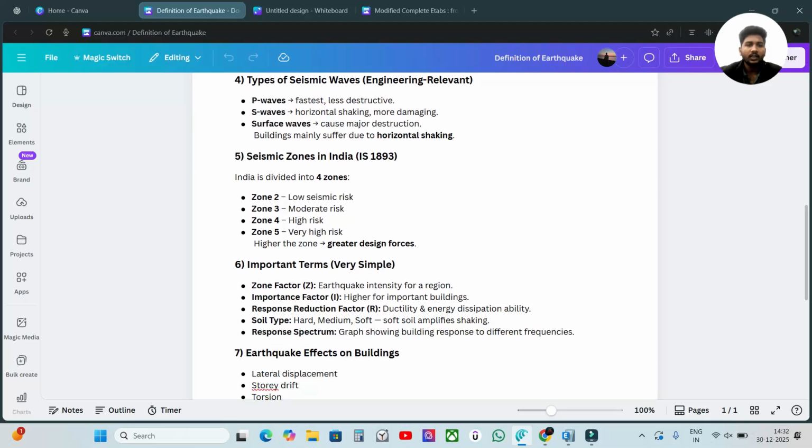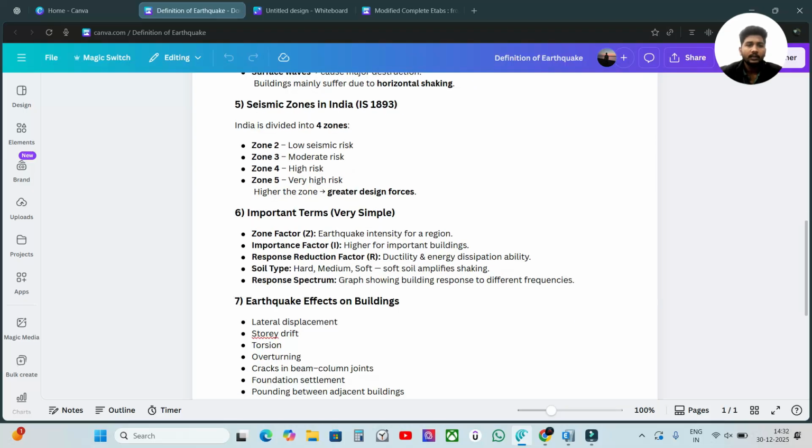Okay. Then, what are the seismic zones in India? As per IS 1893, India is divided into 4 zones, that is Zone 2, Zone 3, Zone 4, and Zone 5. Lowest seismic risk is Zone 2. Zone 3 is the moderate risk.